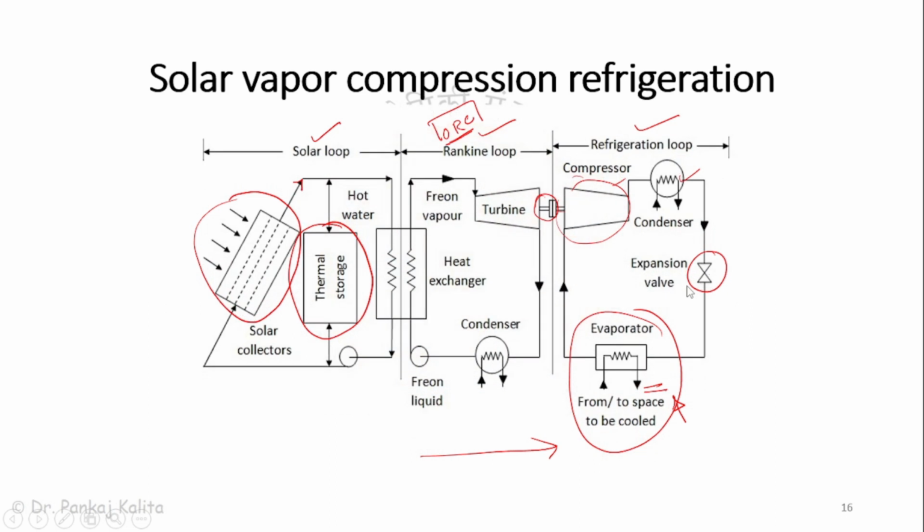Now the first thing, the solar vapor compression refrigeration cycle. Earlier we had the vapor absorption type, and then we have the vapor compression type also. So this is actually a Rankine loop, and this is the refrigeration loop.